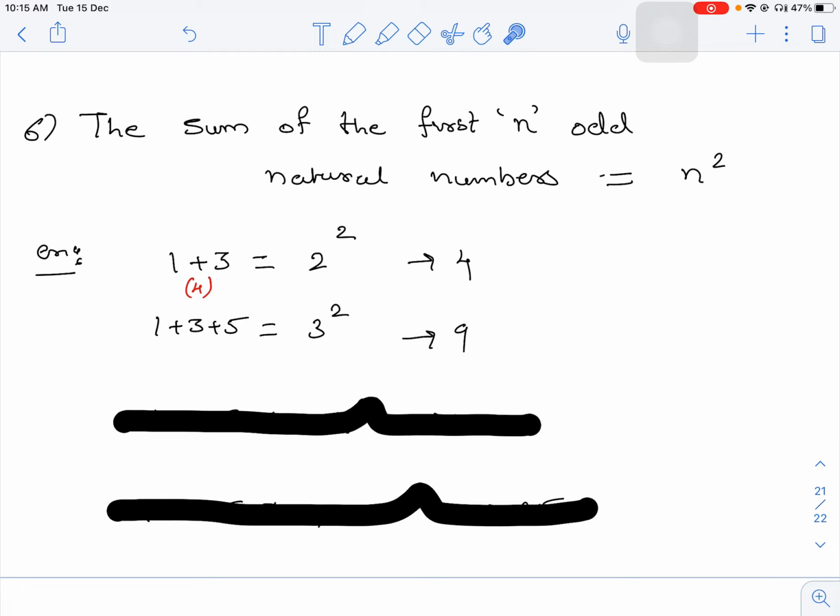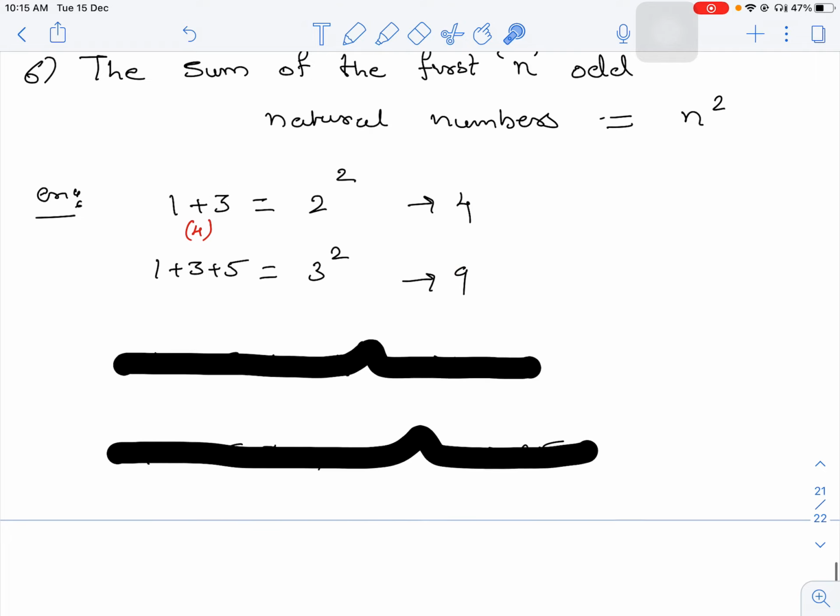Now, see, every time it is given the sum of first n. So you have to start with 1. Okay. Now, suppose here 1 plus 3 plus 5. This is what? Sum of first three odd natural numbers. So how many numbers are there? 1, 2, 3. So without adding it, we can directly write it as its square. So 3 square. 3 numbers are there. So 3 square. So answer will be 9.